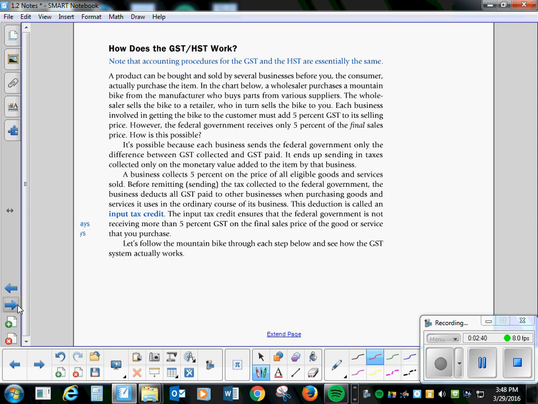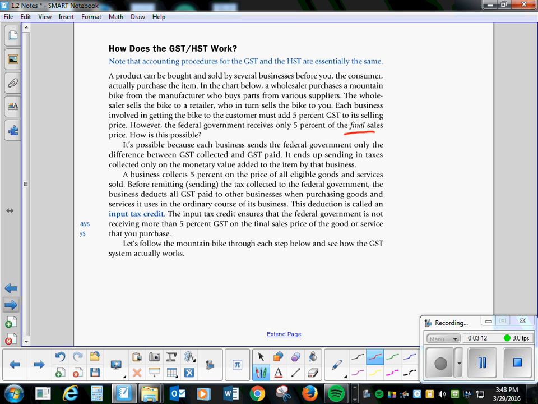A product can be bought and sold by several businesses before you, the consumer, actually purchase the item. In the chart below, a wholesaler purchases a mountain bike from the manufacturer, who buys parts from various suppliers. The wholesaler sells the bike to a retailer, who in turn sells the bike to you. Each business involved in getting the bike to the customer must add 5% GST to its selling price. However, the federal government receives only 5% of the final sale price. Now, how is this possible?